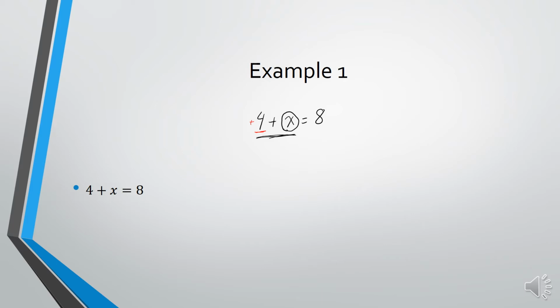We don't write the positive 4 out front, but it's understood to be there. So if I want to get rid of that 4, because I'm adding it to the left-hand side, I want to subtract it. And whatever you do to one side, you have to do to the other. So I'm going to be subtracting 4 from both sides. That'll give me an x on the left, and then 8 minus 4 is 4 on the right. So our solution is x equals 4.